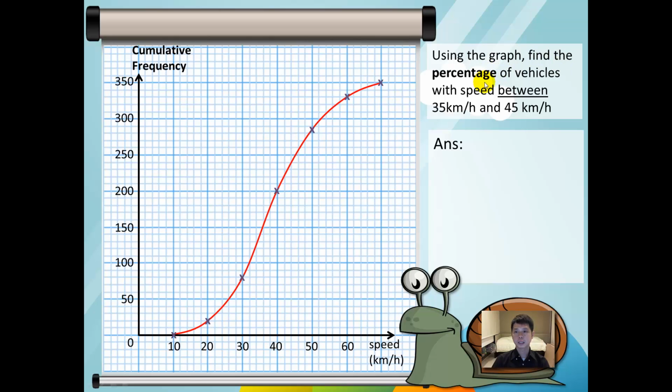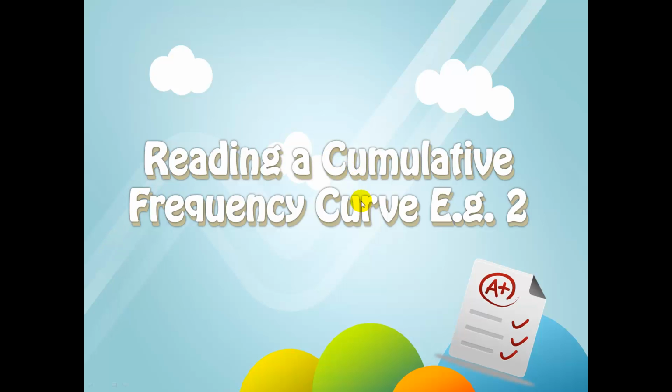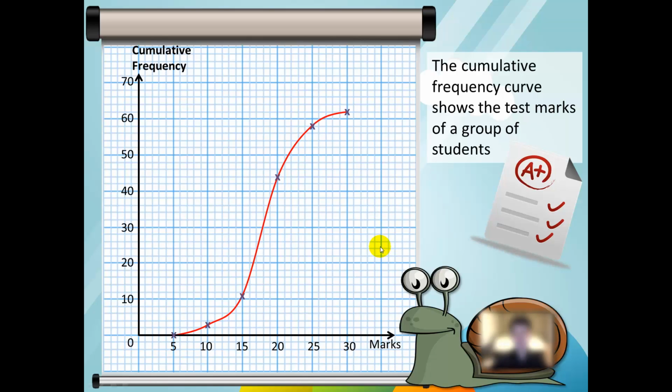Next, we are asked to find the percentage of vehicles with speed between 35 km per hour and 45 km per hour. So what do you think is the answer? Yes, to find the values in between here, which is these values here, we will simply use 250 minus 140, which is 90 vehicles. To help you better understand how to read a cumulative frequency curve, let us look at yet another example. Now this data here shows the test marks of a group of students.